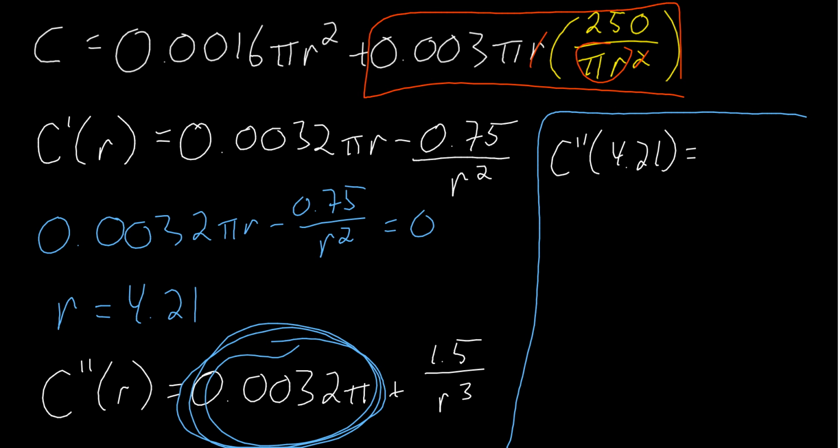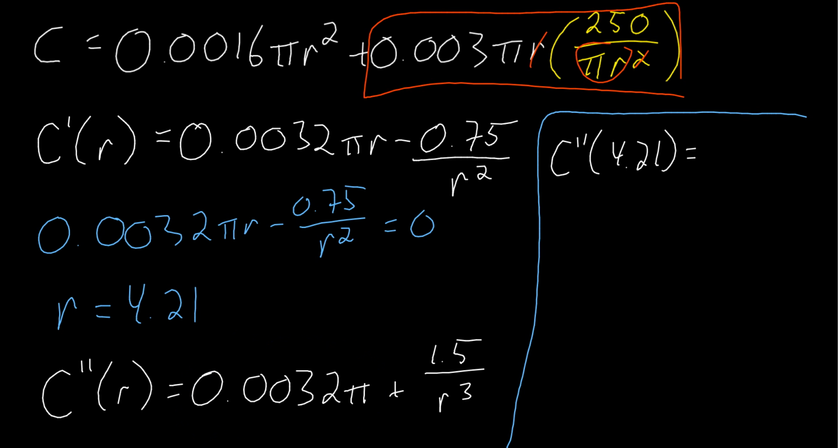0.0032 times pi is going to be a positive number. And then 1.5 divided by 4.21 cubed, right? It's a positive over positive, which is also positive. So this tells me that this is going to be greater than 0, and therefore we're going to have a minimum. And the minimum is at 4.21. Whew, all right.